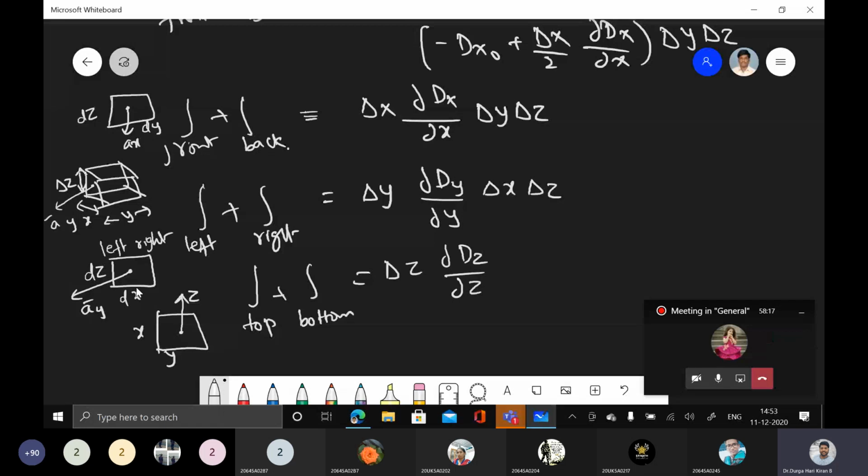Left and right, how it looks is dx dz, and the unit vector is in the direction of the normal, ay bar.